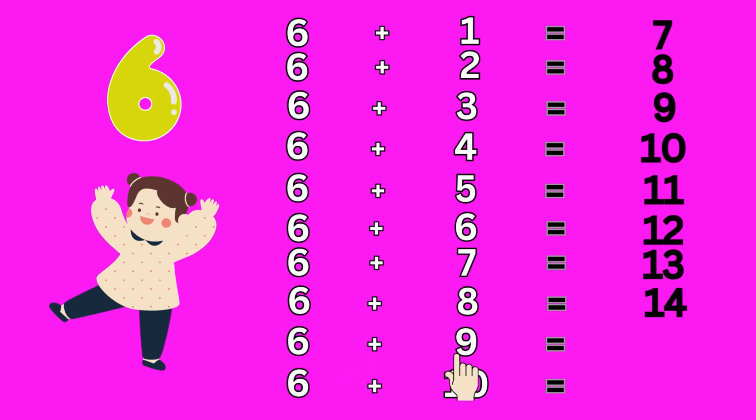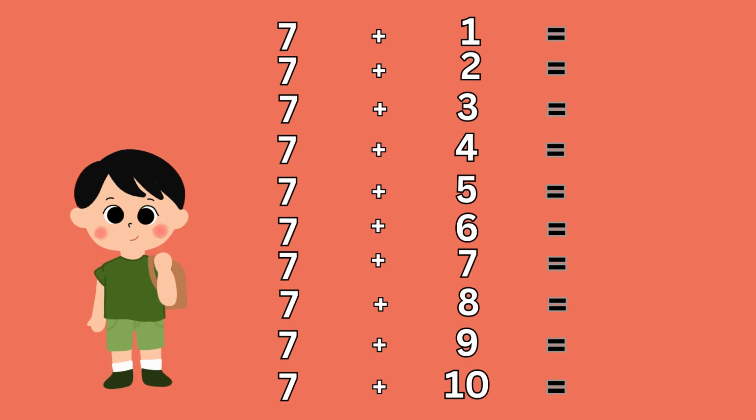6 plus 9 equal to 15. 6 plus 10 equal to 16. Addition table 7. 7 plus 1 equal to 8. 7 plus 2 equal to 9.